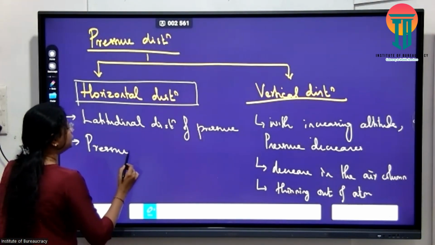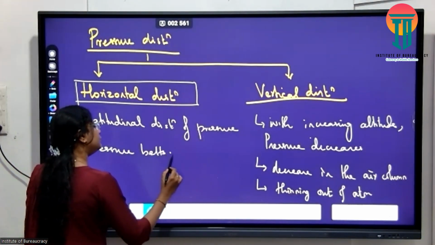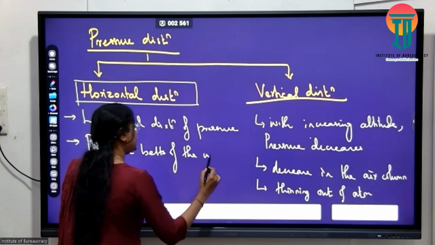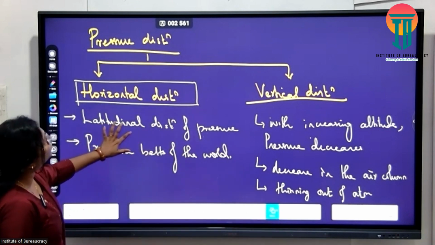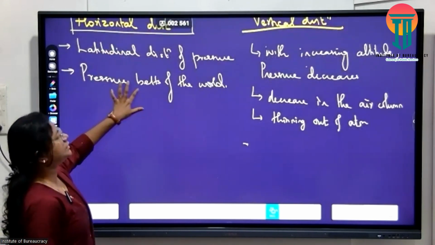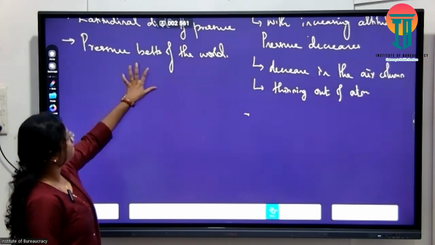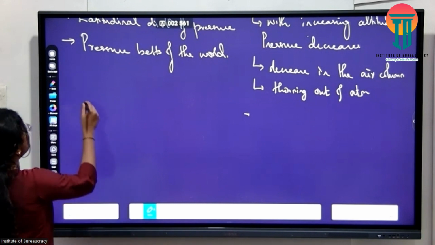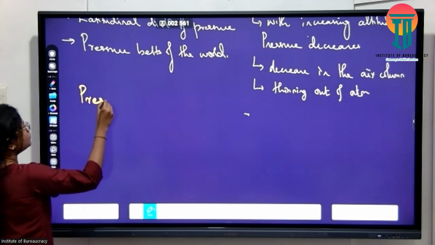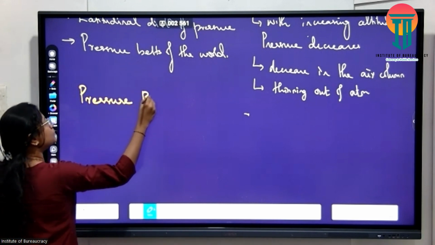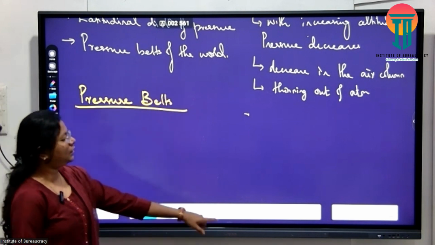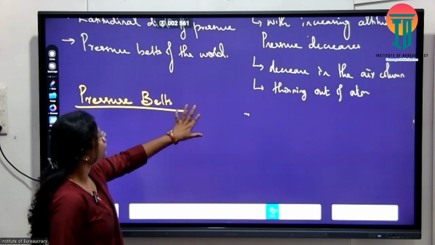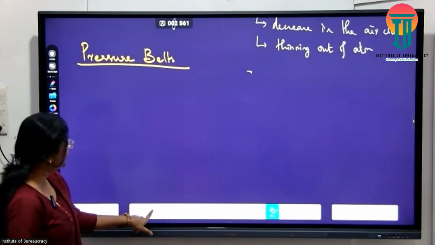This is known by the name pressure belts of the world. Okay, so a smaller heading: pressure belts. Listen, then you can draw.